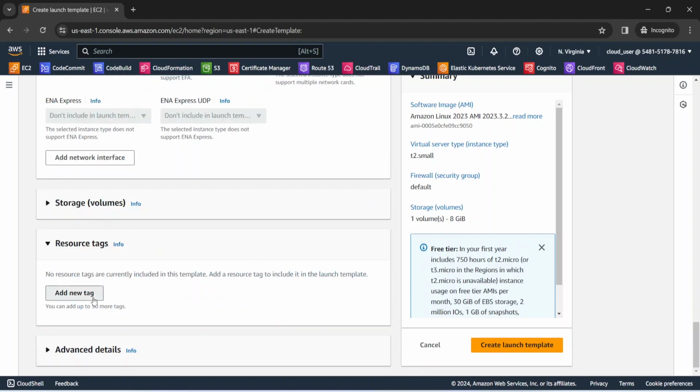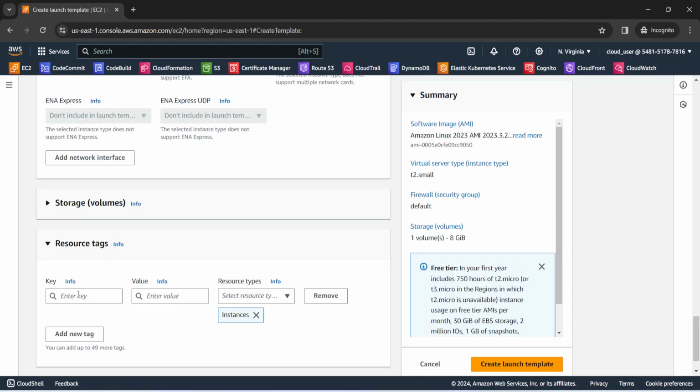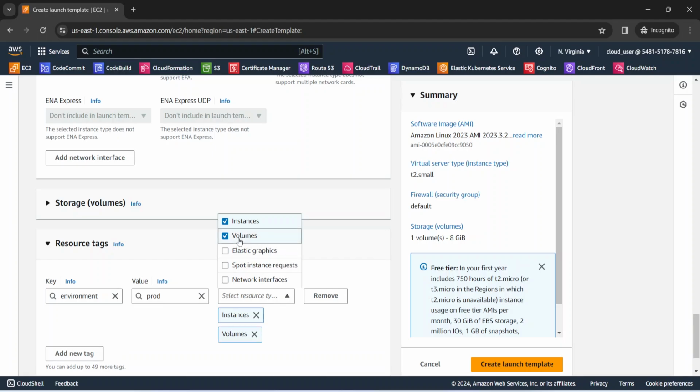We'll add a resource tag for this. So we'll enter environment, and value will be prod here again. So you can select the different resource types which can get attached to this key value type. So we have the volume already, and I'll select network interfaces as well since we have selected the subnet.